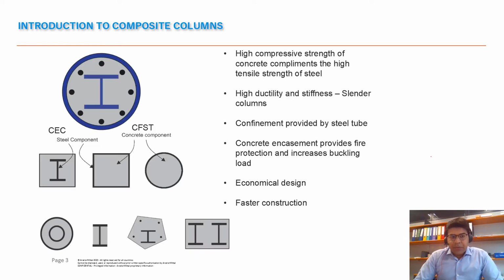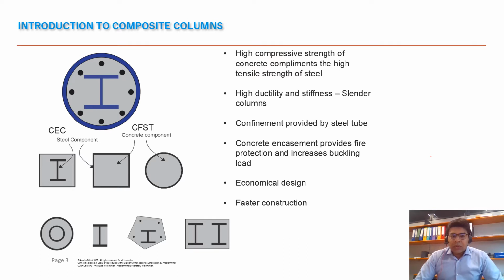So a very brief introduction to composite columns here. A composite column, and in this case a steel concrete composite column, combines a very high compressive strength of concrete with a high compressive and tensile strength of steel. This results in ductile and very stiff sections, and also results in slender columns. In fact, this also saves space in a building.